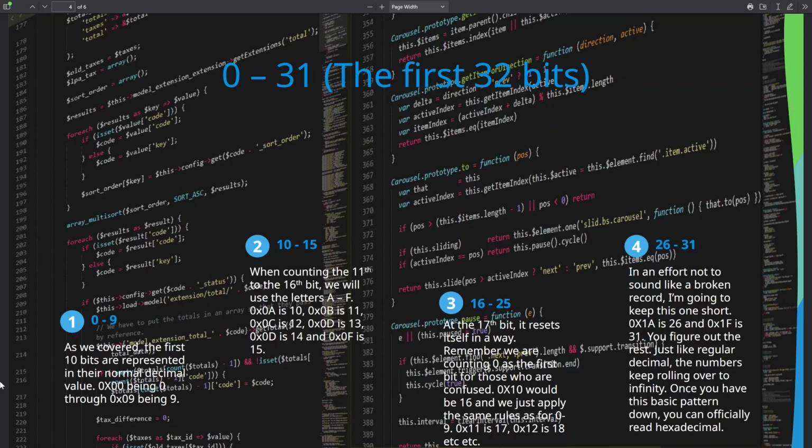Now let's move on. 26 to 31. In an effort not to sound like a broken record, I'm going to keep this one short. 0x1a is 26, and 0x1f is 31. You figure out the rest. Just like regular decimal, the numbers keep rolling over to infinity. Once you have the basic pattern down, you can officially read hexadecimal.